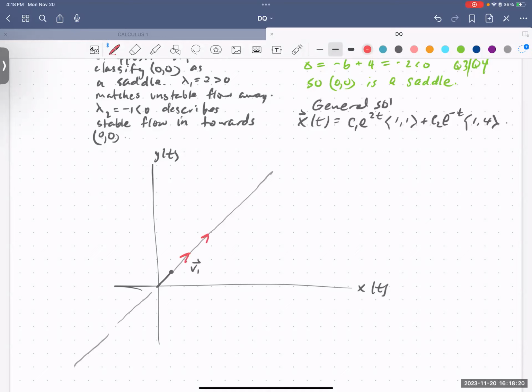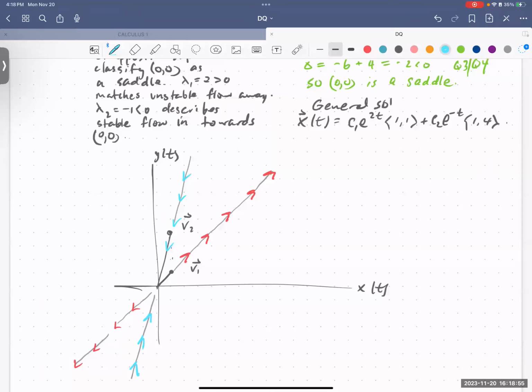Positive meaning the flow is away and unstable. Then the vector 1, 4. That's v2. Its eigenline is this line in gray. It has a negative eigenvalue, associates with flow in and stability.